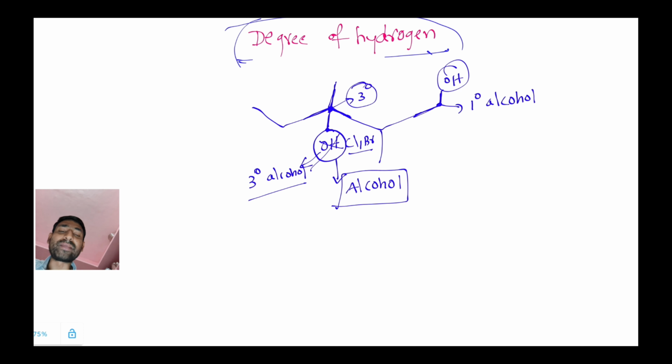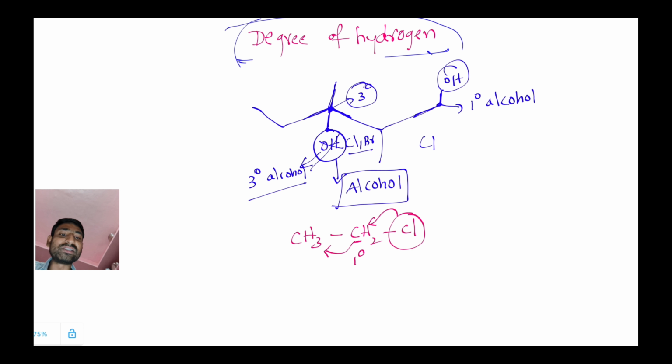If chlorine is attached to tertiary carbon atom, then that is tertiary chloride. If it is attached to primary, then it is called primary chloride. For example, if you consider CH3, CH2, Cl, now here this chloride atom is attached to that primary carbon because this carbon is linked with only 1 carbon. Now this is also called primary halide. If there is an OH here, that is primary alcohol.